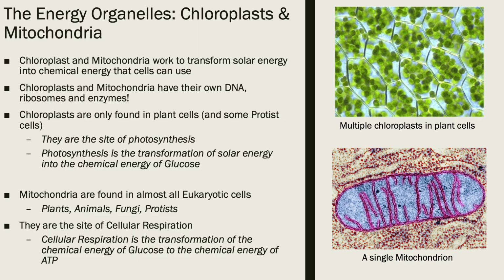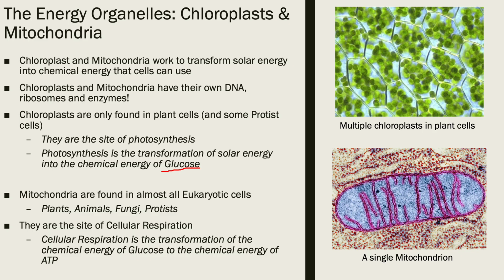Chloroplasts are only found in plant cells and some protists, and they're the site of photosynthesis. And what photosynthesis is, in a nutshell, for this chapter, it is the transformation of solar energy into the chemical energy of sugar or glucose. So again, you should recognize that macromolecule from chapter 3. This was a simple carbohydrate or a simple sugar.